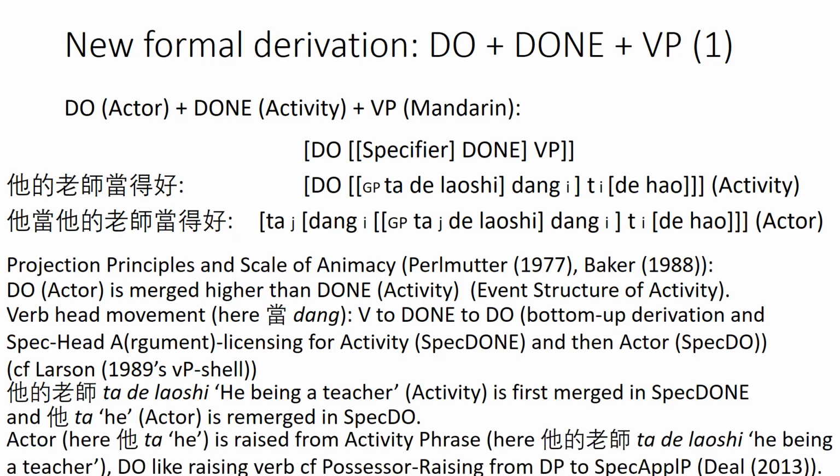And in this analysis, I would argue that the actor nominal, for example here 他, is raised from the activity phrase, which consists of 他的老师. Here, do is like a raising verb, and it causes raising of the external argument from the lower activity phrase, which is formally in line with the possessor raising that's been shown in works on applicatives, because people have shown that possessors of nouns can be raised to an A position, namely the specifier of applicatives. Amy Rose Deal has written a famous paper about this.